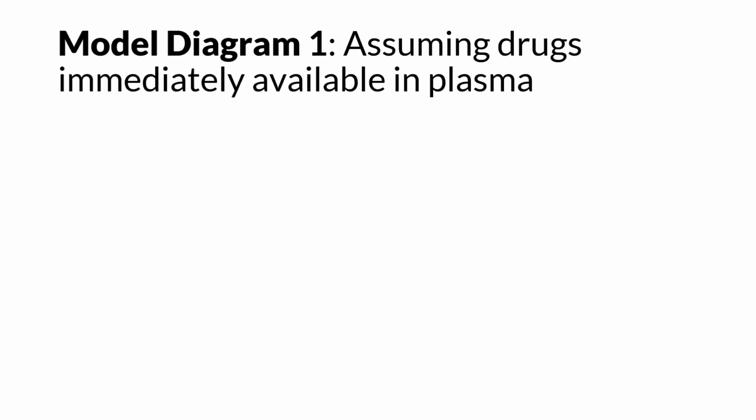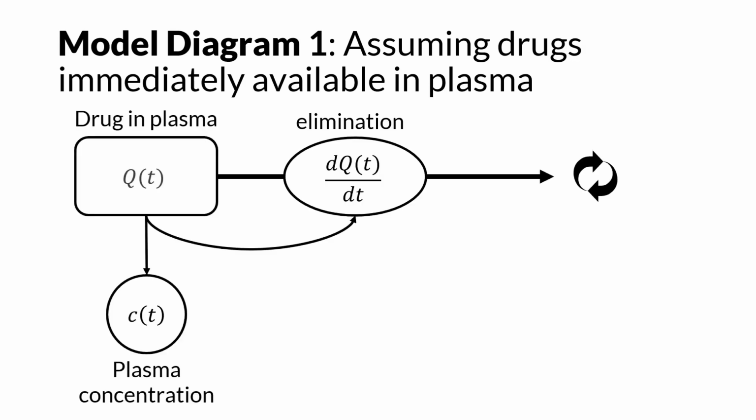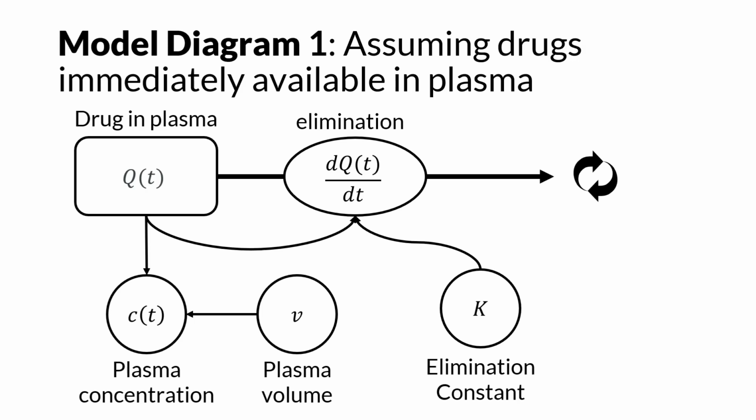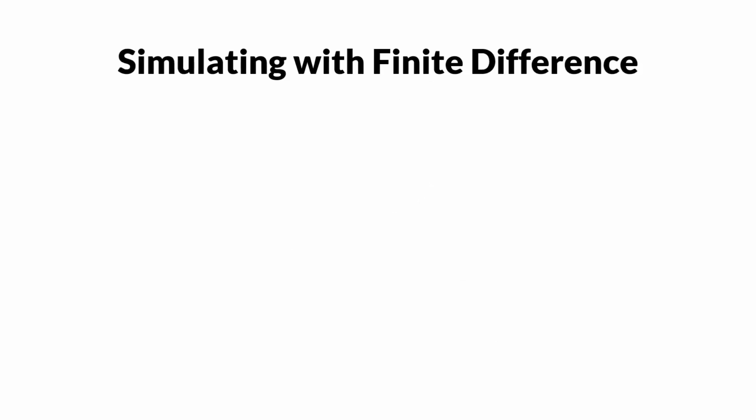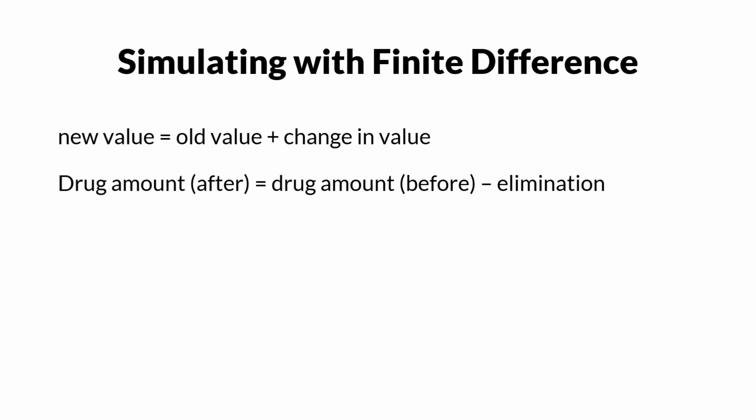With the assumption that the drug is immediately available in the plasma, the diagram will be similar to the decay phenomenon we discussed in the first video. So here is the diagram, and let's start to solve the finite difference equation to become the foundation of our program. The finite difference is equal to the old value plus the change in value. So in this case, the drug amount after is equal to the drug amount before minus elimination.